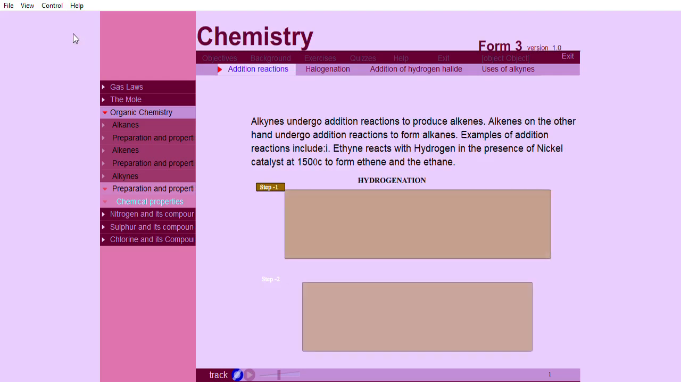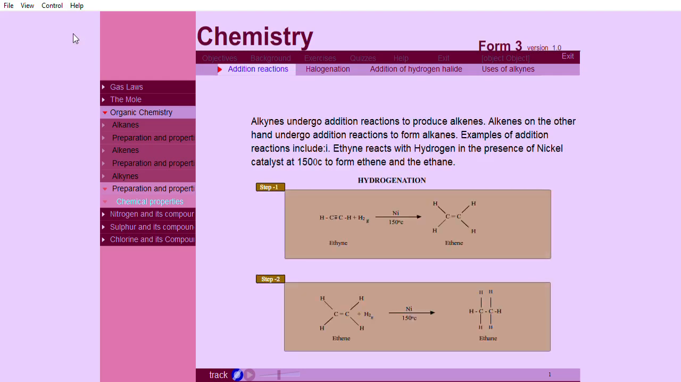Alkynes undergo addition reactions to produce alkenes. Alkenes, on the other hand, undergo addition reactions to form alkanes. Examples of addition reactions include: ethyne reacts with hydrogen in the presence of a nickel catalyst at 150 degrees Celsius to form ethene and then ethane.